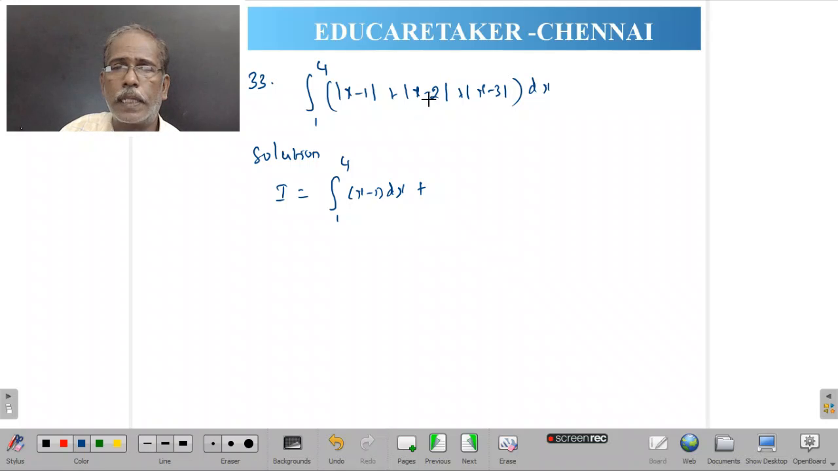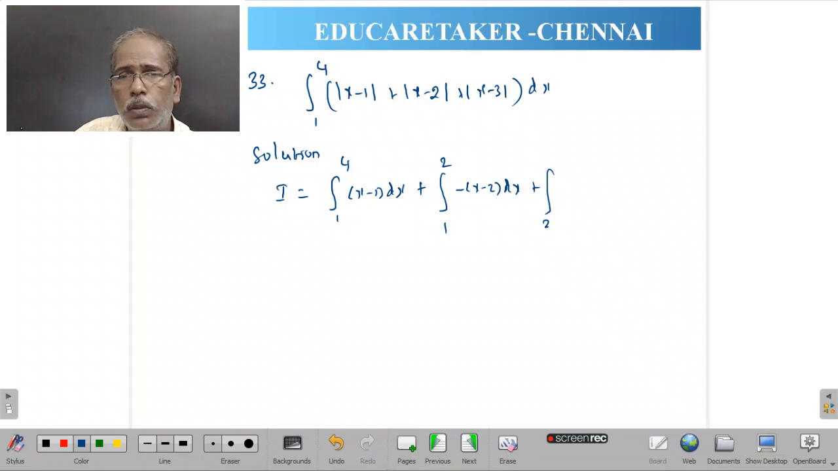Then the origin of the second term, 2, lies between 1 and 4, so we have to separate the limit 1 to 4 as 1 to 2 and 2 to 4. From 1 to 2, x minus 2 is negative, so minus of (x minus 2) is positive. From 2 to 4, the origin is the lower limit, which means x minus 2 is positive, so we take x minus 2 dx.